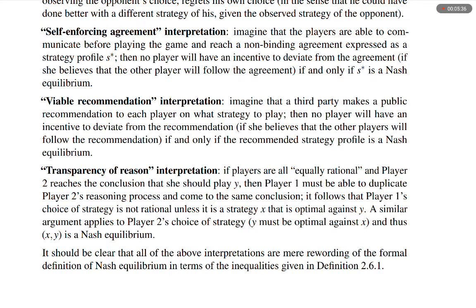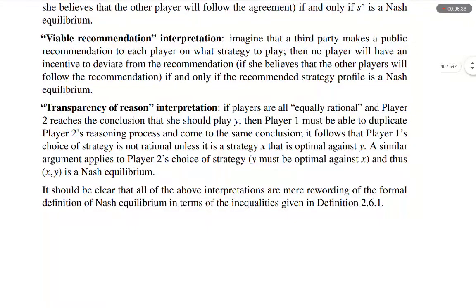Viable recommendation interpretation: imagine that a third party makes a public recommendation to each player on what strategy to play. Then no player will have an incentive to deviate from the recommendation if she believes that the other players will follow the recommendation, if and only if the recommended strategy profile is a Nash equilibrium.